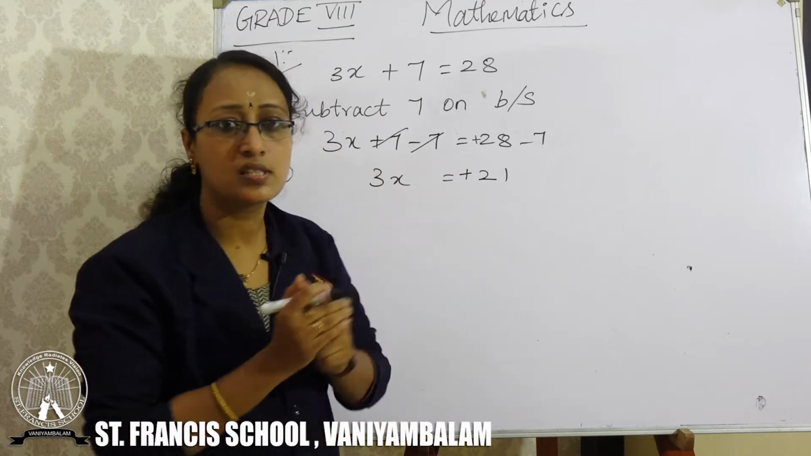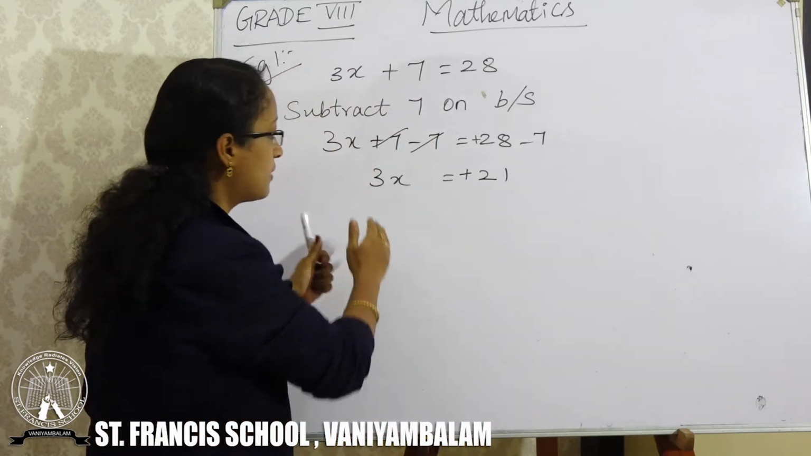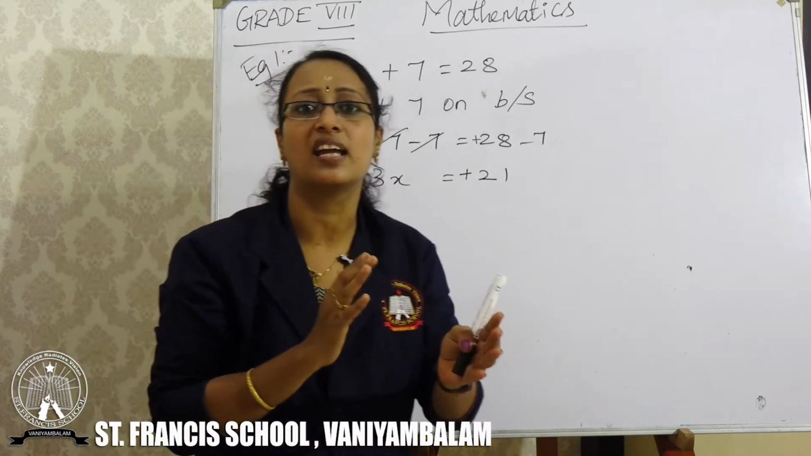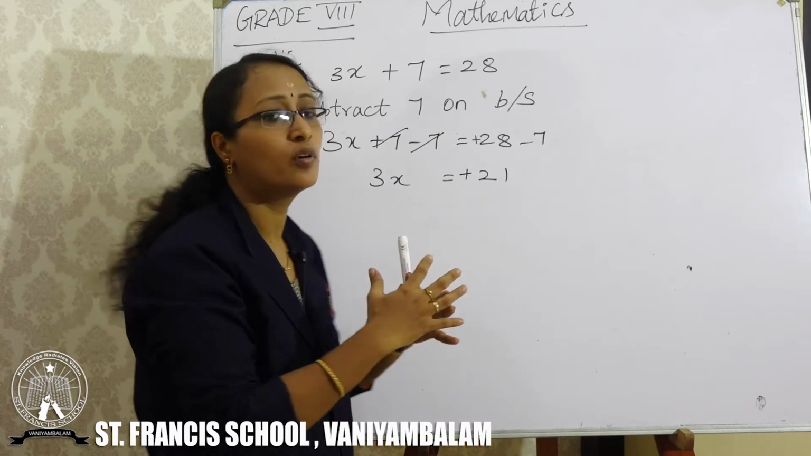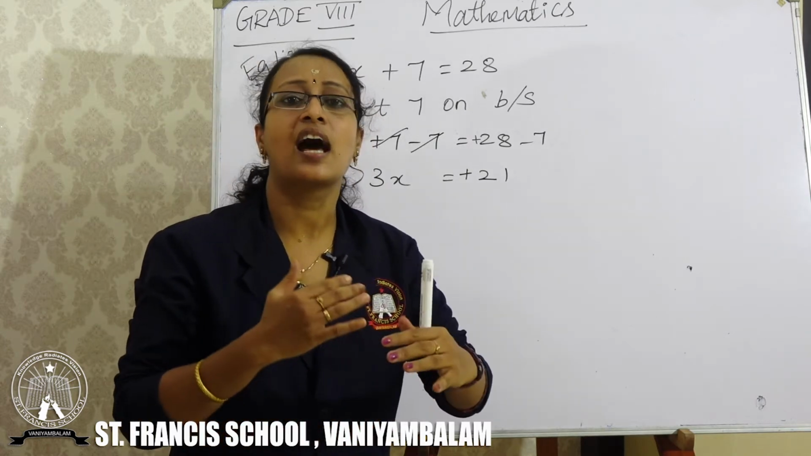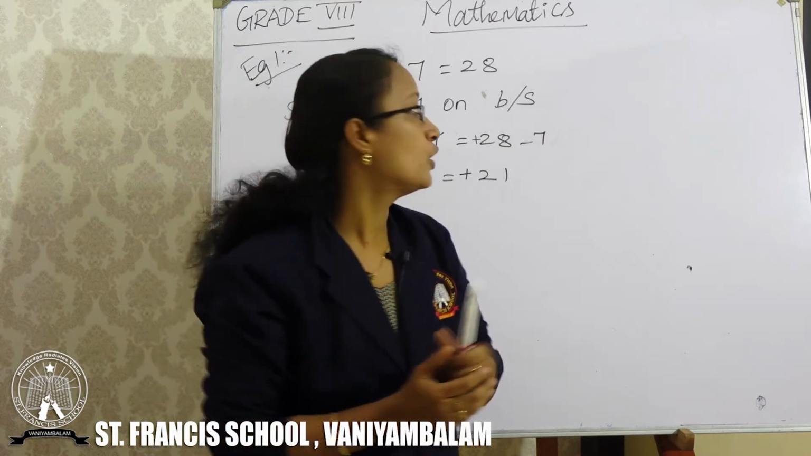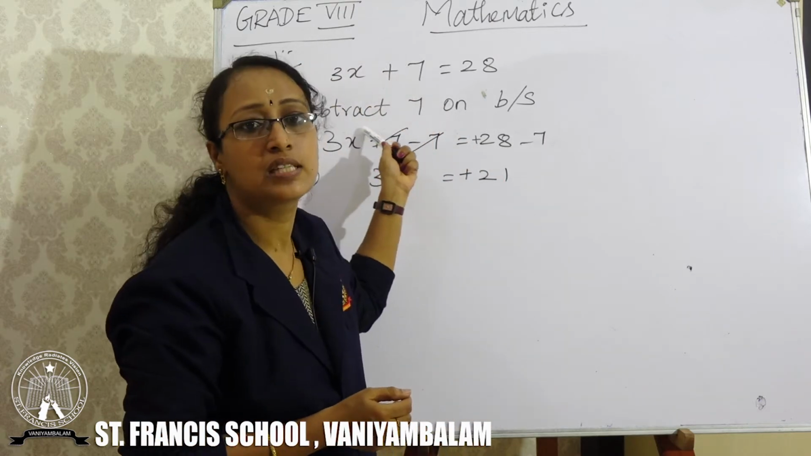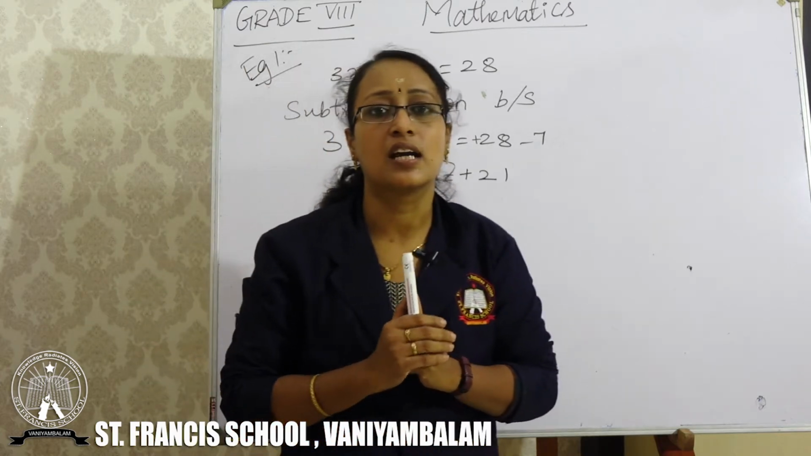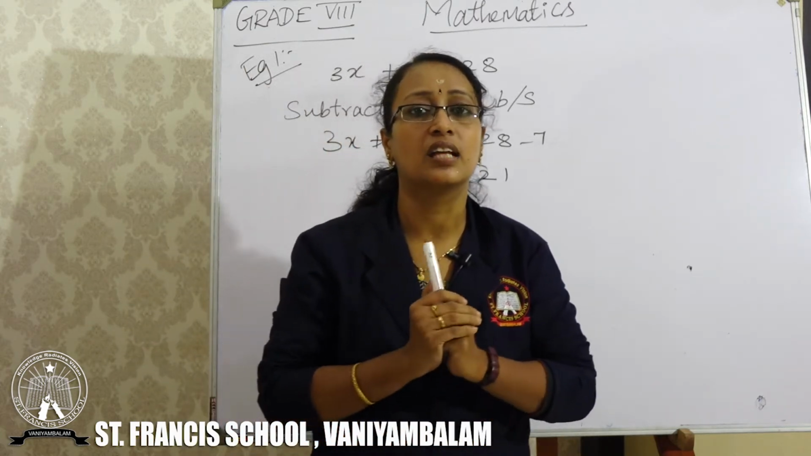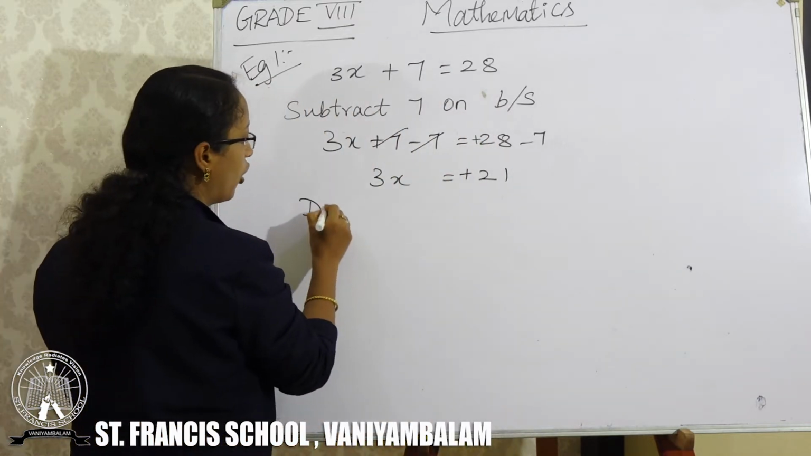I am going to remove this 3. How will you remove this 3? See, here 3 and x are in multiplication. So you have to remove this 3. If they are in multiplication, what is the inverse of multiplication? Here with addition we subtracted 7 from this equation. With multiplication, the inverse of multiplication is division. So you have to divide by 3 on both sides.